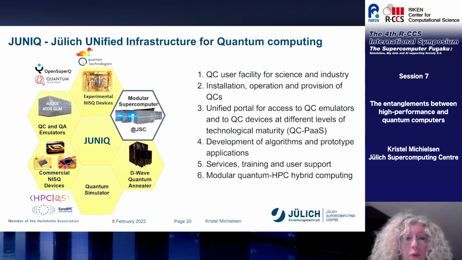In Jülich, we install, operate, and provide access to different types of quantum computers. We recently installed a D-Wave Advantage quantum system. To provide this access for the users, we have established a unified portal to provide access to these different types of quantum computers, but also to emulators, so also access to JUQCS and to an Atos Quantum Learning Machine.